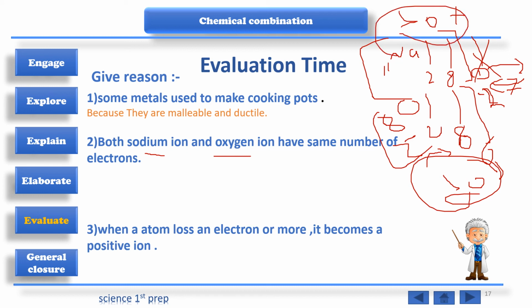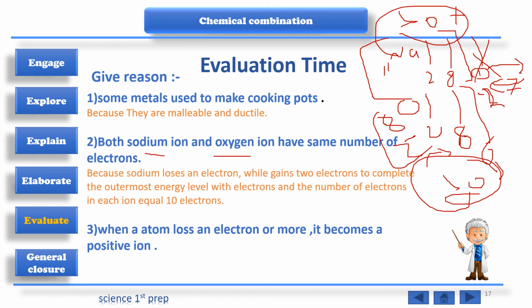So could you tell me the answer? Yes, because sodium loses an electron while oxygen gains 2 electrons to complete the outermost energy level with electrons, and the number of electrons in each ion equals 10 electrons. Number 3: if the atom loses an electron or more, it becomes a positive ion. Why? Because the number of positive protons becomes higher than the number of negative electrons.